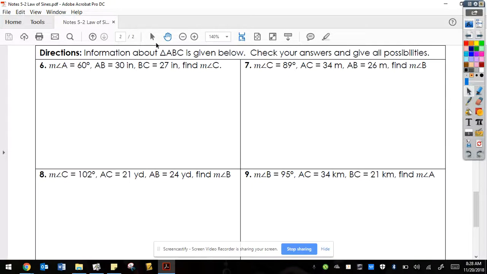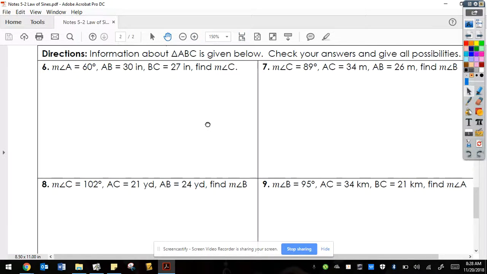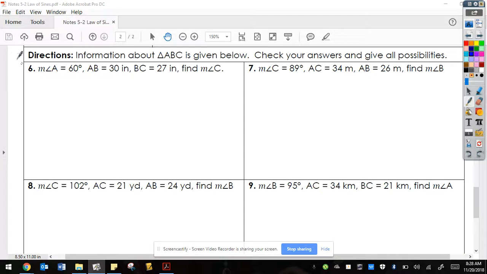So for number 1, I'm going to make this just a little bit bigger. Okay? So for number 6, all right, we have a triangle. We're going to label it A, B, C. We know that A is 60 degrees. We know that AB is 30, and we know that BC is 27. All right? We're looking for angle X.